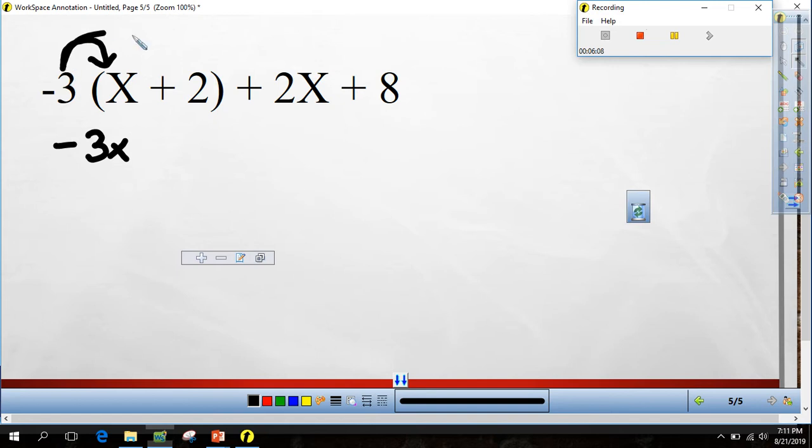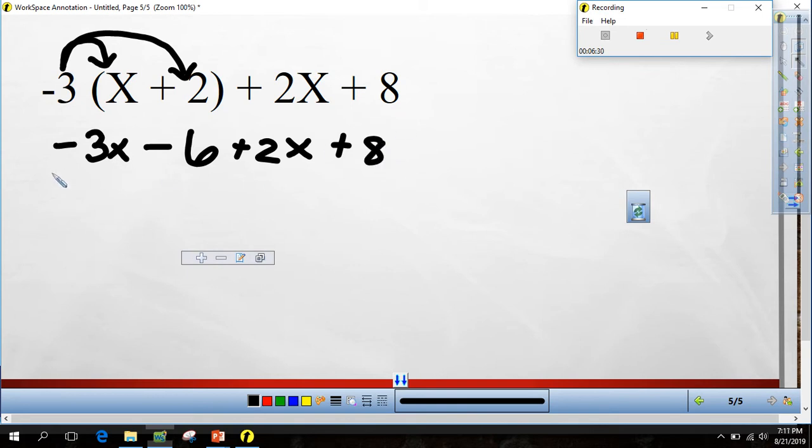Pass the negative 3 out to this positive 2. A negative times a positive is a negative. Negative 3 times 2 is negative 6. And then this plus 2x and 8 are not inside of the parentheses, so this negative 3 is not attached to it. They're just hanging out by themselves, so we're just going to bring them down. So this just becomes plus 2x plus 8.